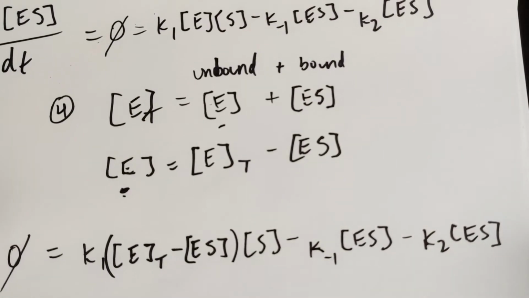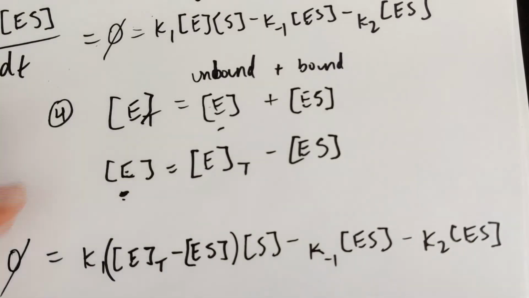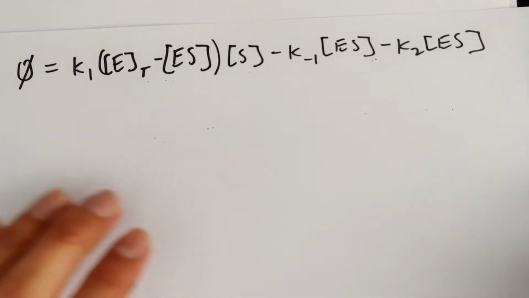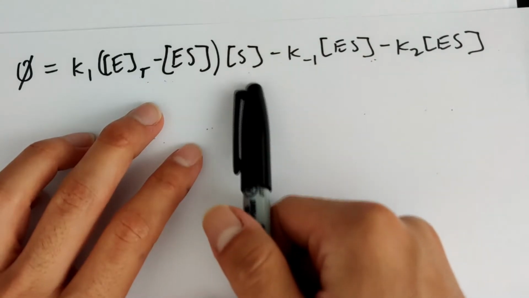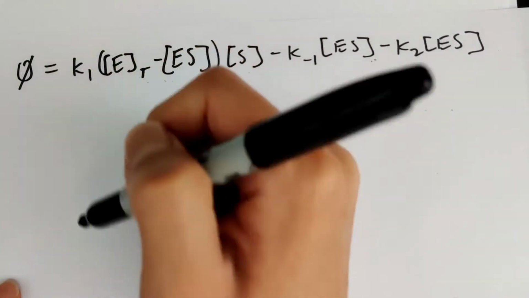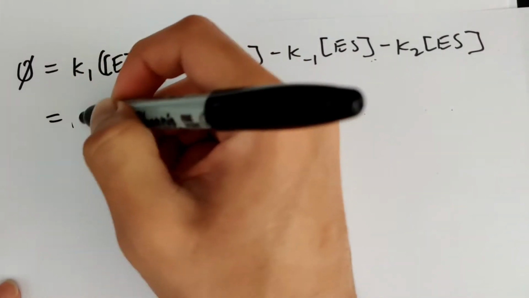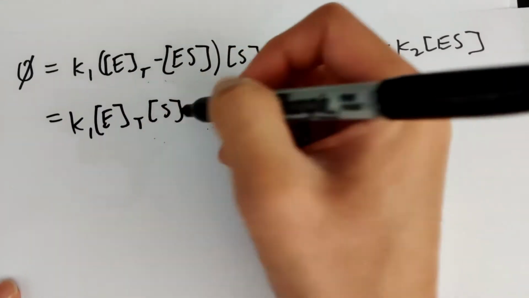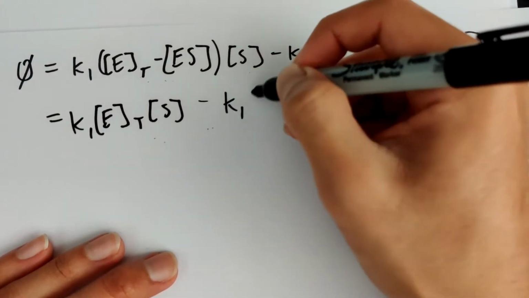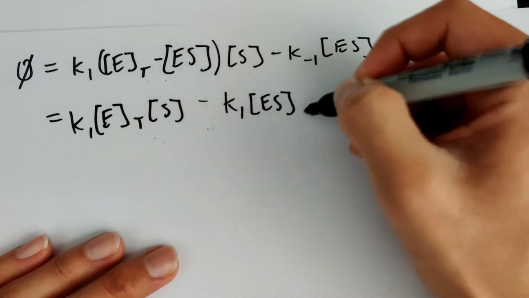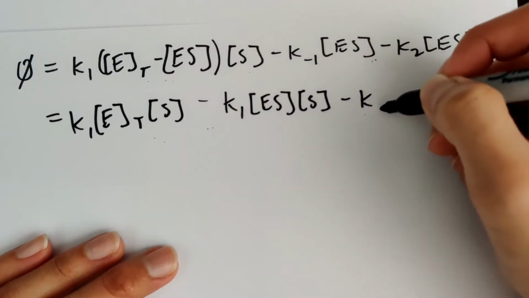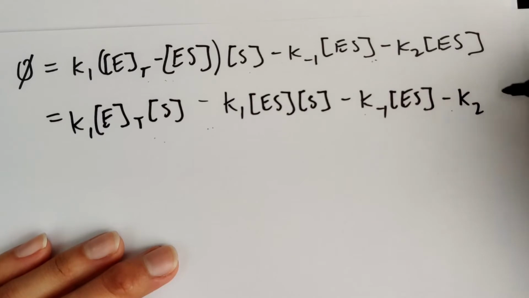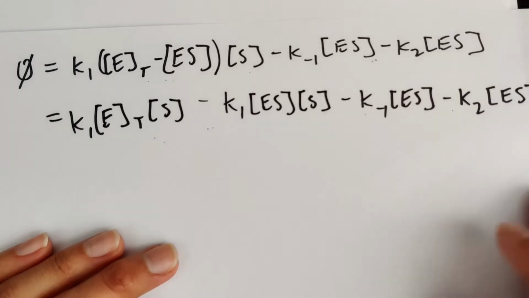Okay, so as we continue with that same reaction, we'll want to distribute out the substrate concentration S. So this would be K1 times total enzyme times S, minus K1 times ES times S, minus K minus 1 times ES, minus K2 times ES.